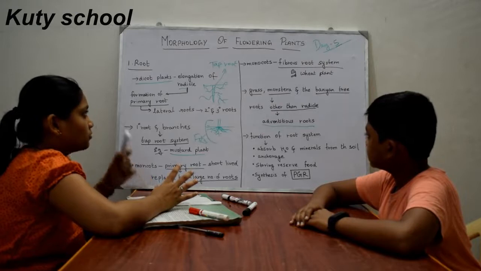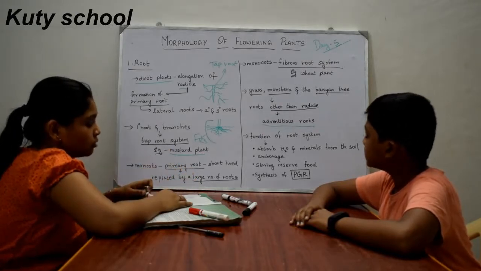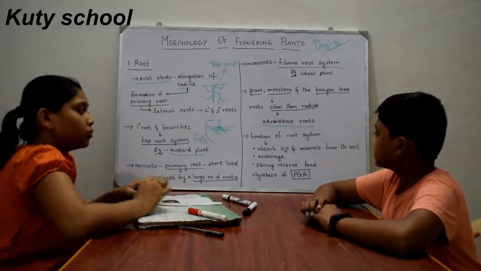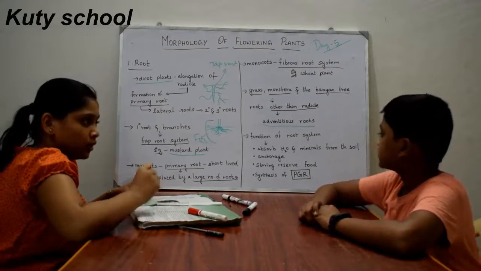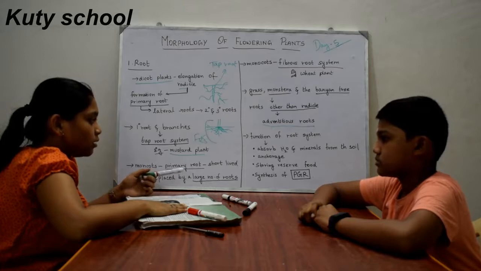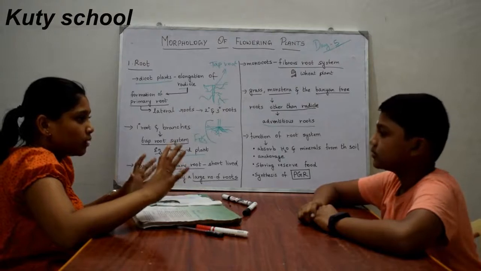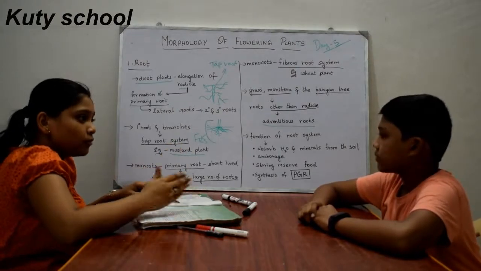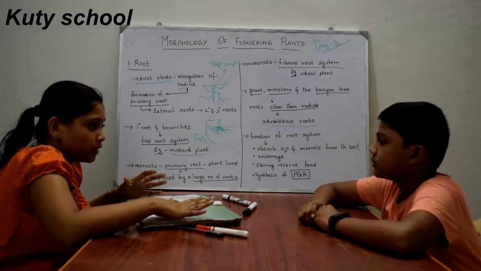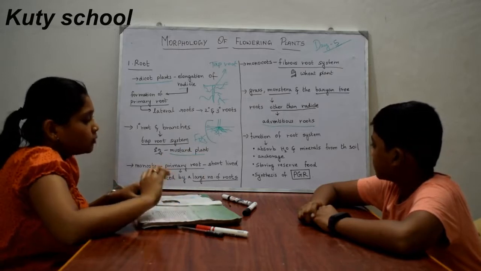So far we have discussed the fibrous root system, tap root system, and adventitious roots. Now we'll discuss the functions of root. Roots absorb water and minerals from the soil and give them to the plant, and are responsible for anchorage of the plant. It supports the parts of the plant. Without roots, if a plant is kept on the soil, it will just fall. Only if the roots are there will the plant stand.